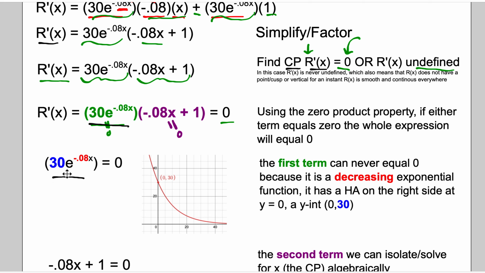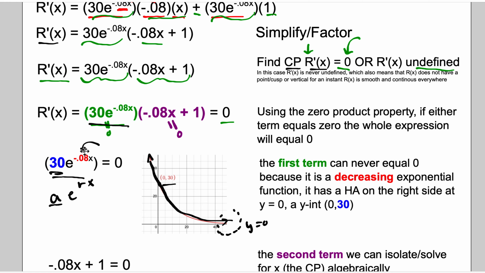So if I set 30e to the negative 0.08x equal to 0, well, this is an exponential function. If you recall, an exponential function is in the form a e to the rx. And so a represents my y-intercept, so right here, (0, 30). And because r is negative 0.08, I have a decreasing exponential function. Because I haven't shifted it up or down, I know that I'm going to have a horizontal asymptote at y equals 0 on the right-hand side because it's a decay function.